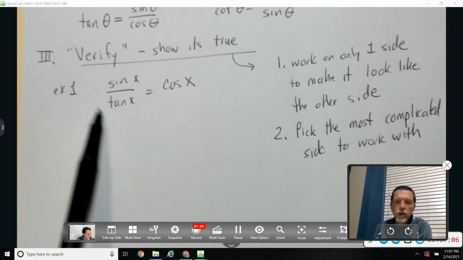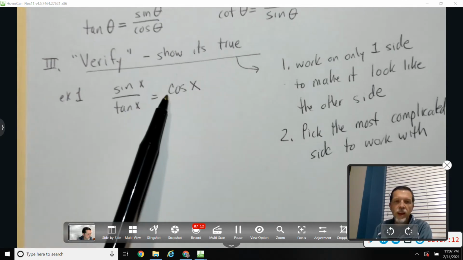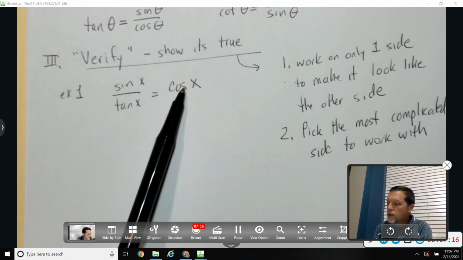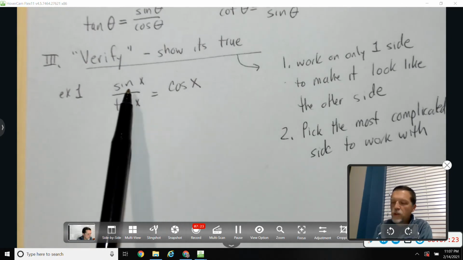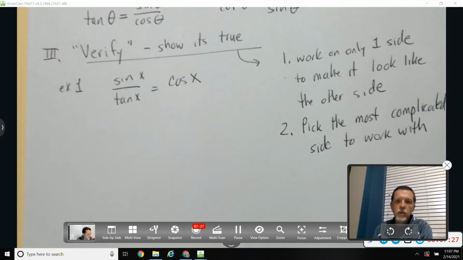So I think I want to work on the left-hand side on this one. And it'll be easier to fix the left than to fix the right. It's easier to fix the more complicated one than to fix the simplified one. Because what in the world am I going to do with cosine? There's nothing I can really do with that. I mean, there's some tricks I could do with it, but I usually want to pick the more complicated side and work to simplify it to match the easier side, the simpler side.